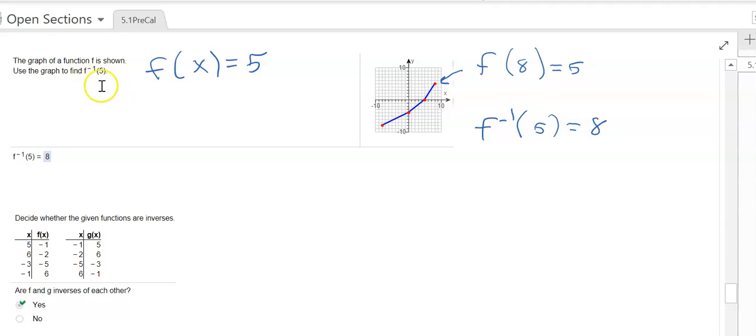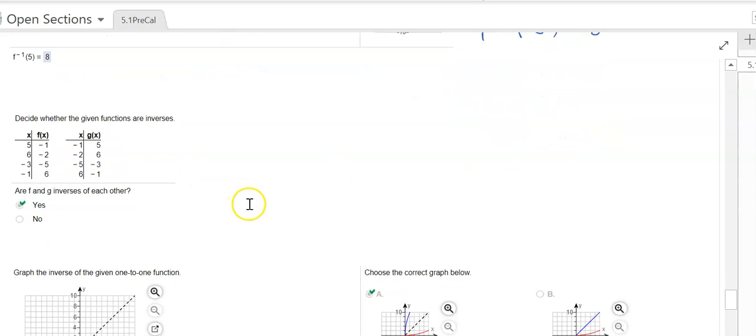Same thing here. It's asking me to figure out what x value of the original function gives me the y value of 5. I find that point. I say, what is the x value here? It is 8. Therefore, that is my solution.